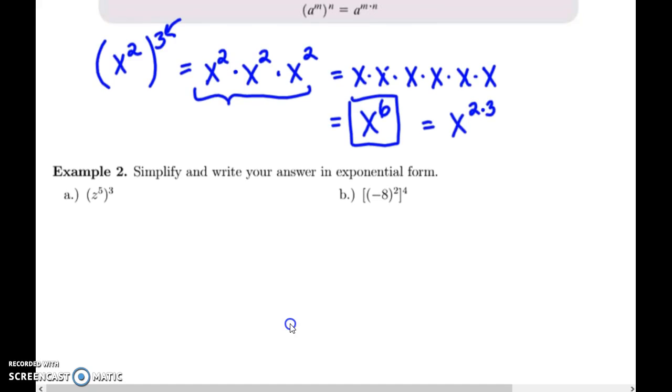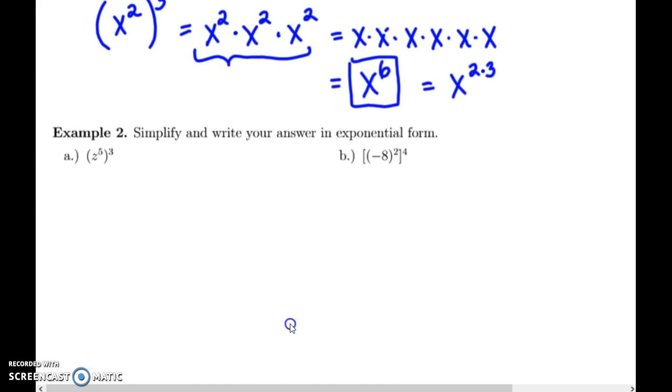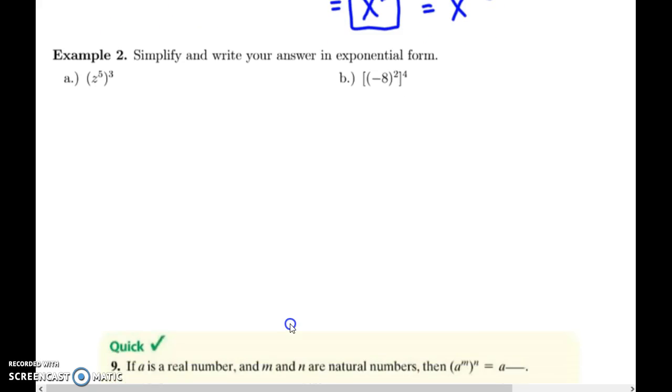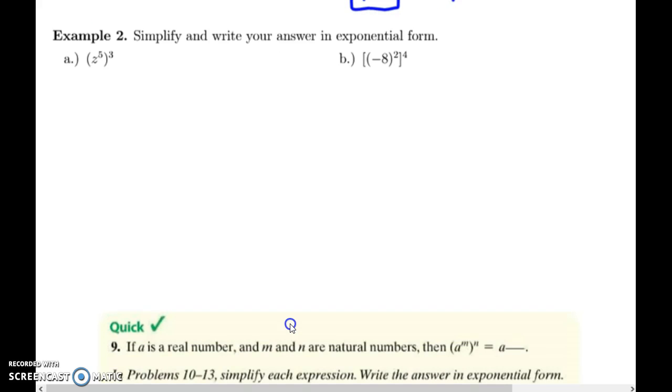So example 2, simplify and write your answer in exponential form. For this one, even if we could work out the final answer, we're just going to leave it as a number to an exponent, or in part A, a variable to an exponent. So we have z to the 5th, all to the third power, and we've just learned that this is z to the 5 times 3. We can just multiply those exponents together. So we get z to the 15th.